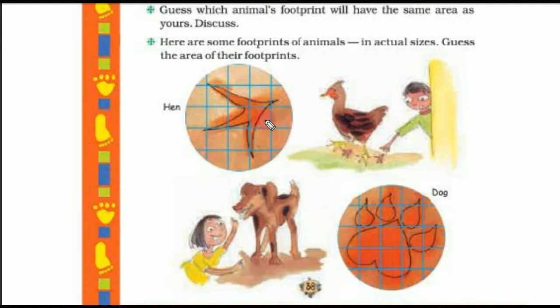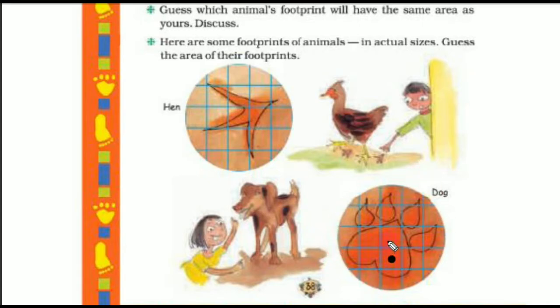Let's count. 1, this half and this half, 2, and this both. So 3 square centimeter is the area of the hen's footprint. Now what is the area of the dog's footprint? Can you guess? Let's count.